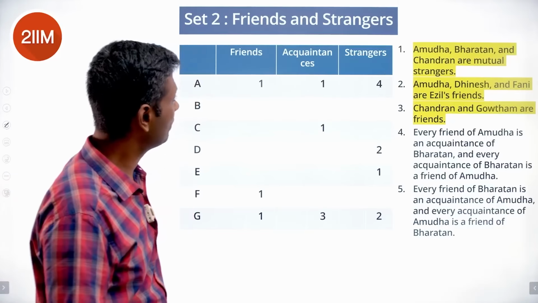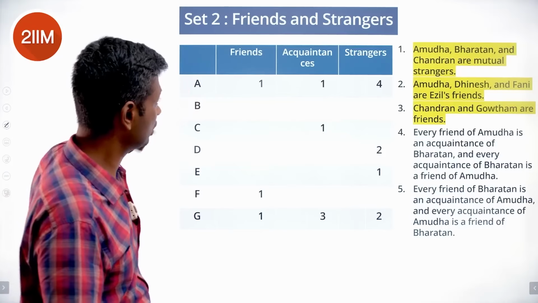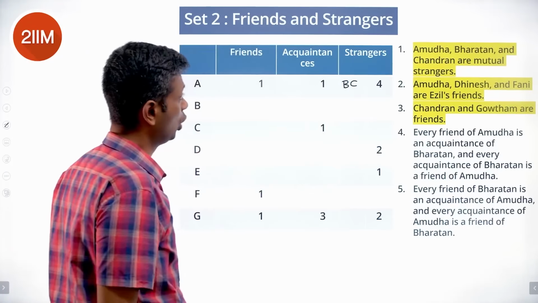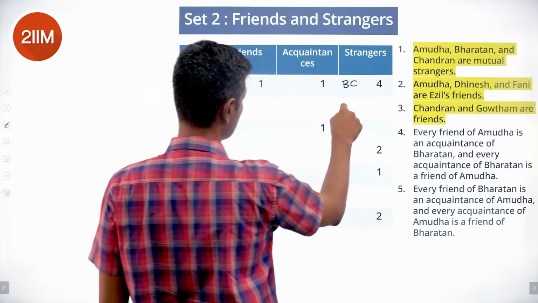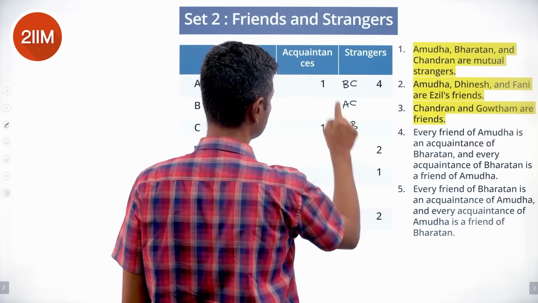I'm going to say Amudha, Bharatan and Chandran are mutual strangers. For Amudha, Bharatan and Chandran are strangers. So let's put B and C here. For Bharatan, Amudha and Chandran are strangers, A and C. For Chandran, Amudha and Bharatan are strangers, A and B.